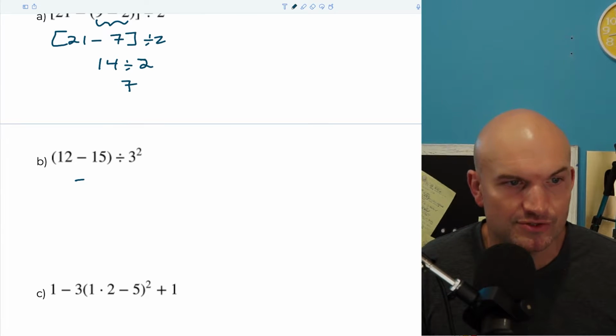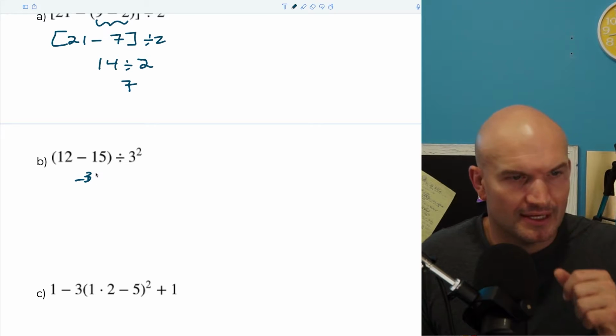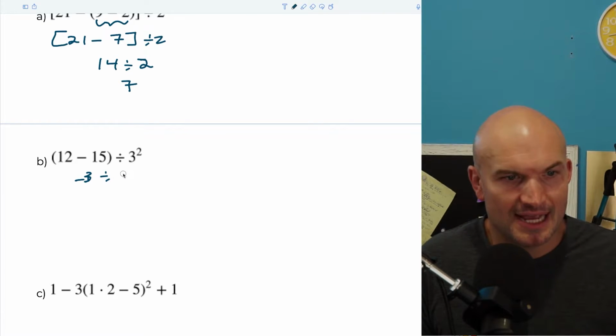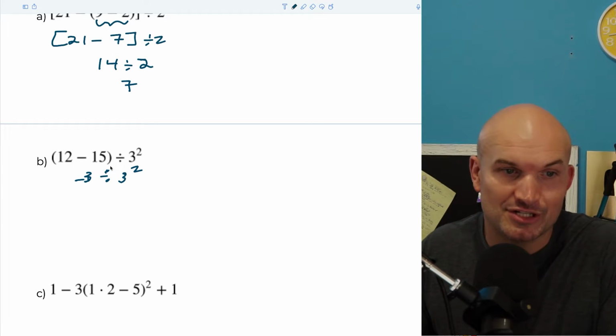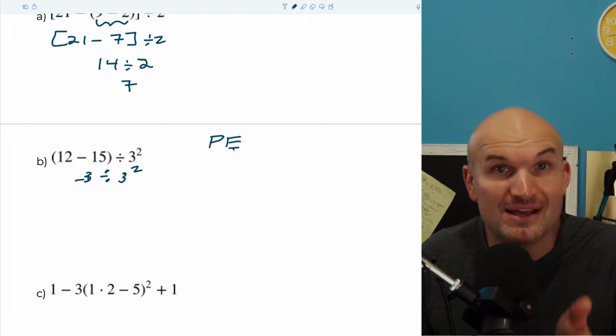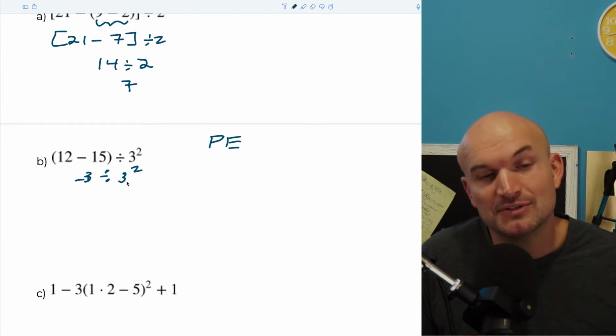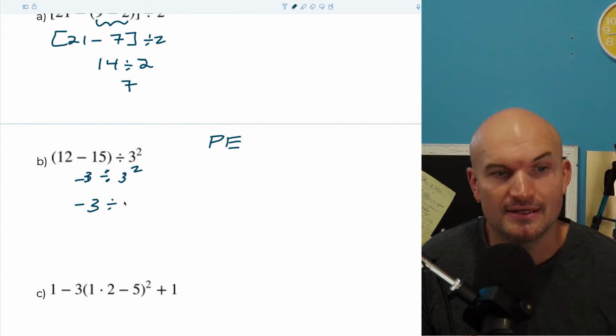And now, in addition to the negative 3, I'm dividing that by 3 squared. Okay, now again, be careful. We have to make sure that we're writing out exactly what's happening. So in this case, remember PEMDAS. We have parentheses, and now we have exponents, right? So I have to find my exponent. 3 squared is going to be a 9. So this is a negative 3 divided by 9.